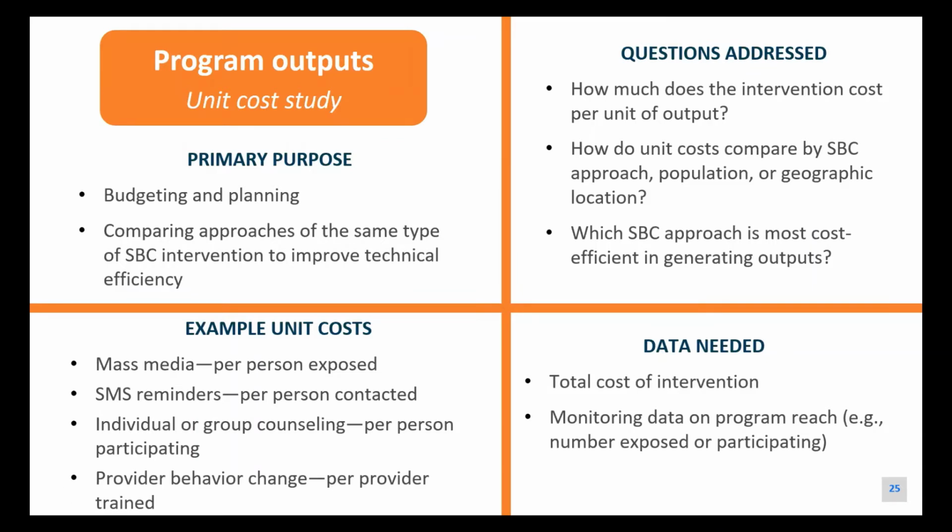Example unit costs listed here are by SBC intervention type, where we often see mass media interventions costed as per person exposed, versus something like interpersonal counseling, which is usually costed as per person participating. And then in terms of the data needed, one needs the total costs, and then they need the monitoring data on program reach in order to generate your unit cost. Next.